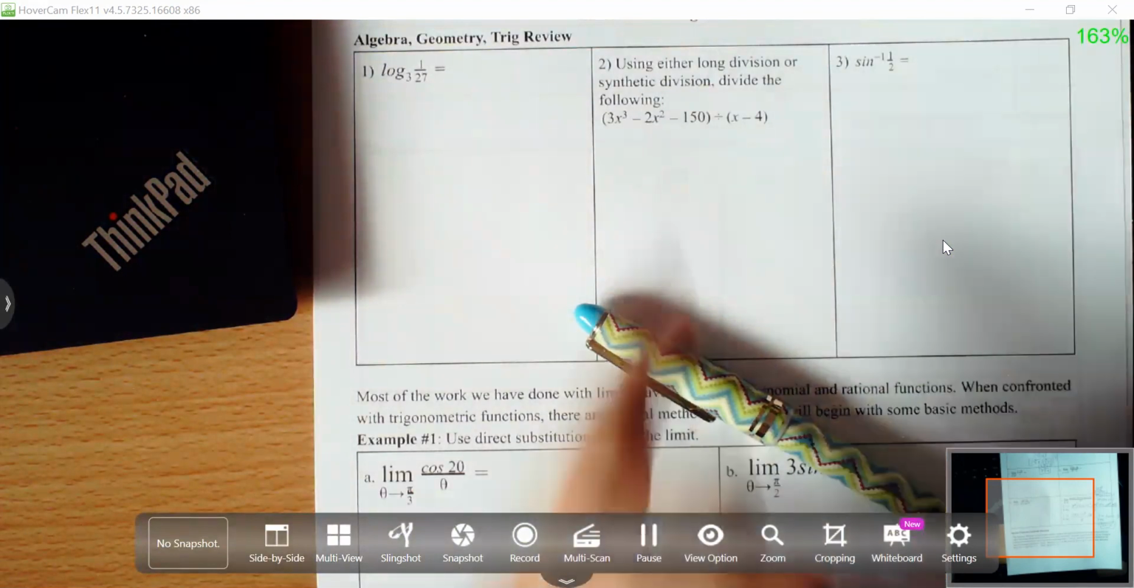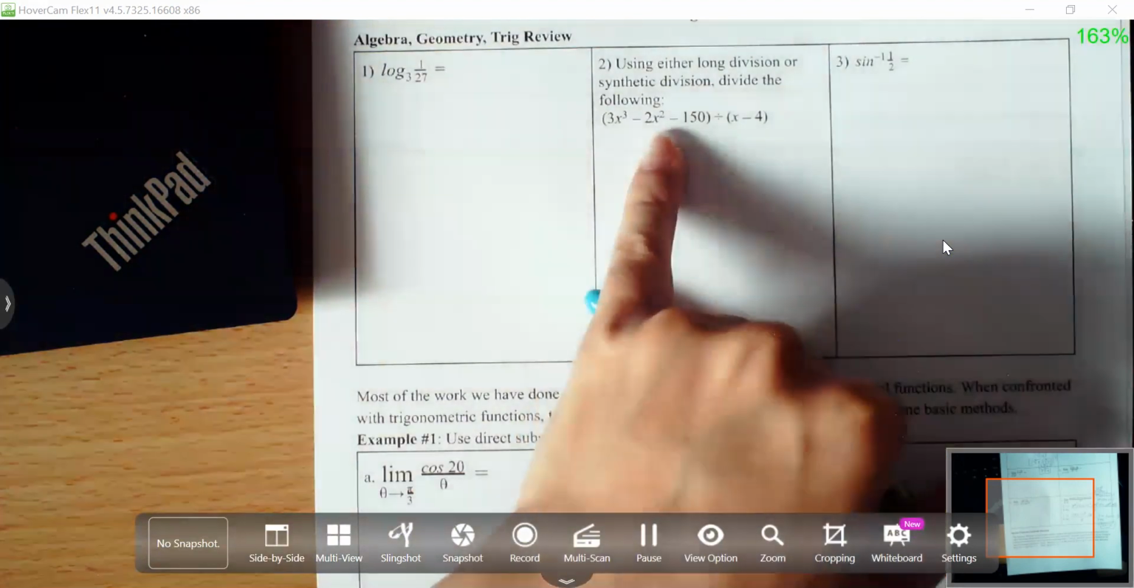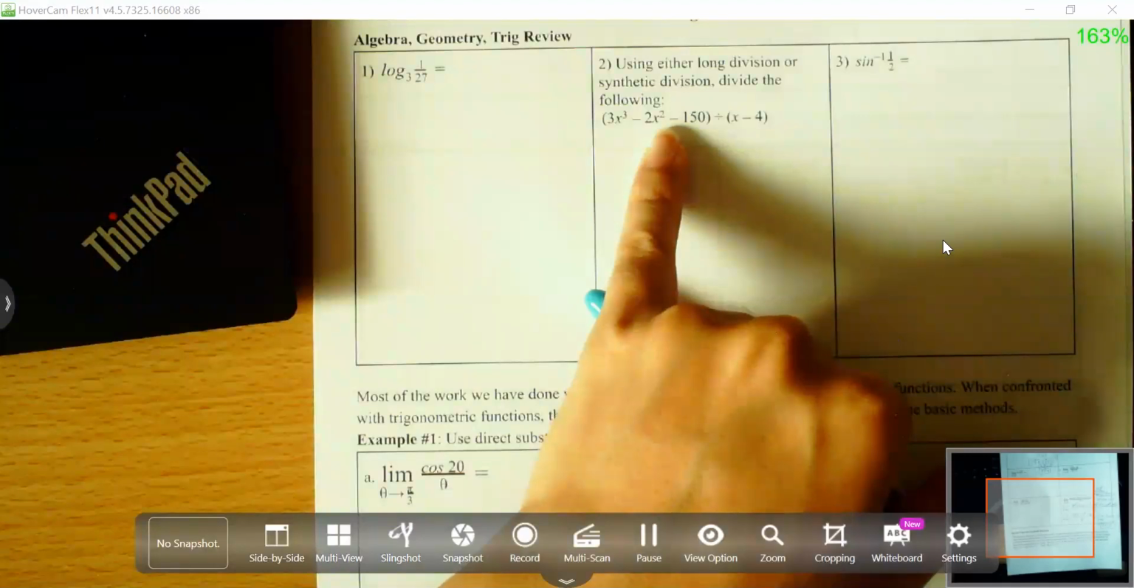For number 2, no matter which method you do, remember to put a 0 term because you're missing the x term here.